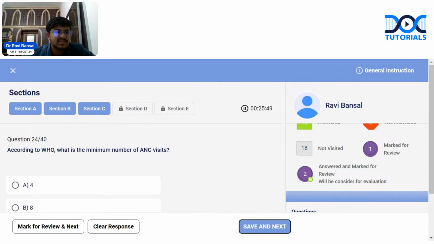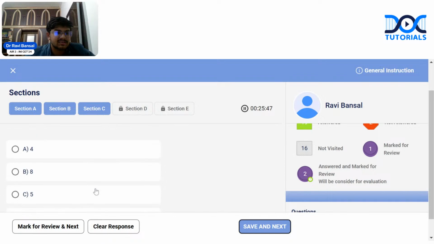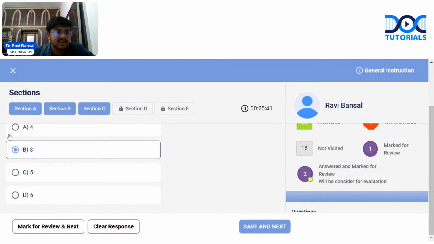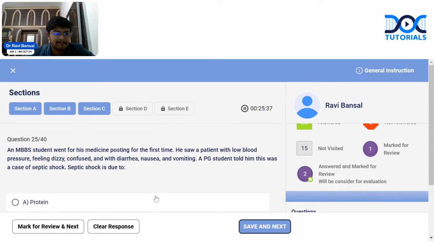According to WHO, what is the minimum number of ANC? 8. So this is a basic rote question. WHO says 8, Government of India says 4.